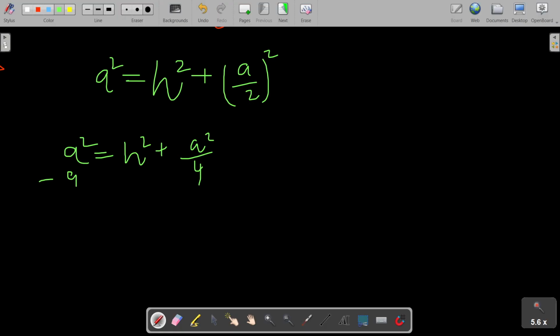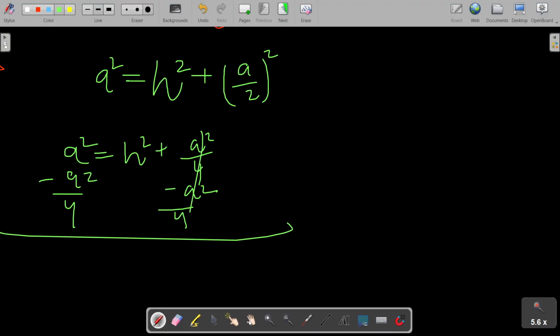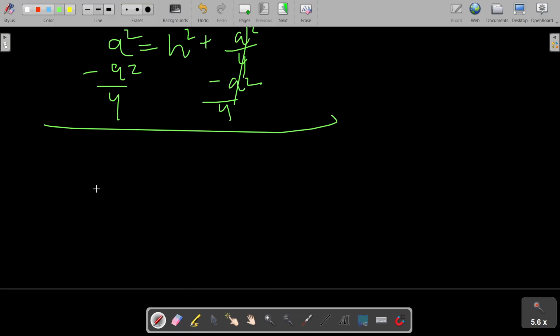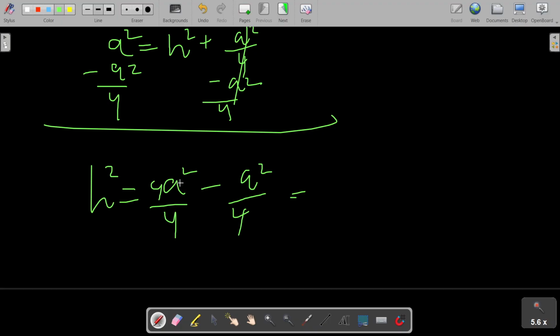So let's subtract both sides by a squared over 4. This gets cancelled, and we are left with h squared is equal to a squared minus a squared over 4. If I multiply and divide by 4 in the first term, the denominator becomes the same, and we can do the calculation up here. So 4a squared minus a squared is 3a squared.